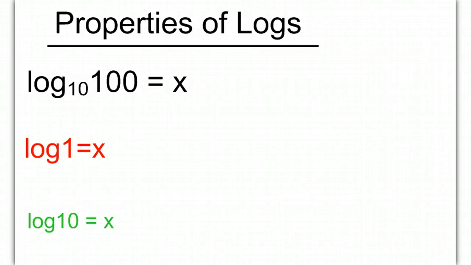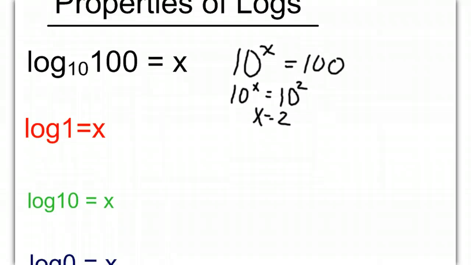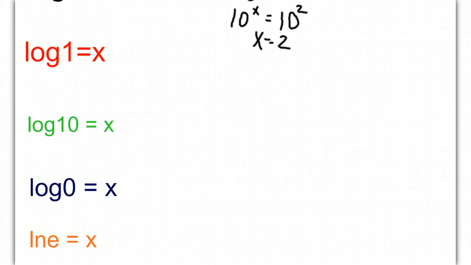So just a quick reminder, we can rewrite log base 10 of 100 equals x as 10 to the x equals 100. We know that 100 is actually 10 squared, so x equals 2. Now, whenever you have just log written, you have to assume that it is base 10. That's an assumption that's made.